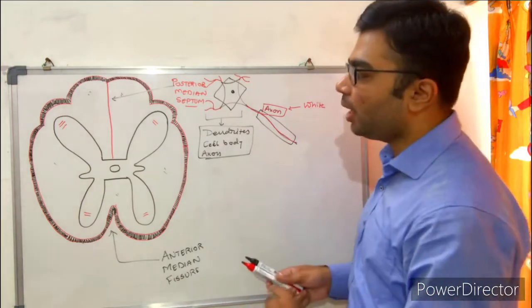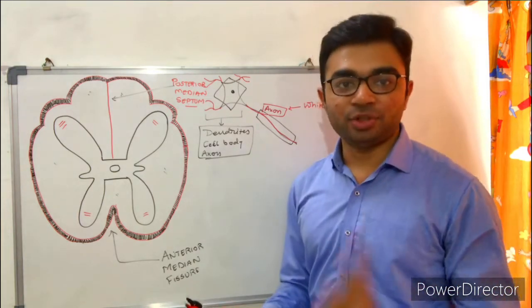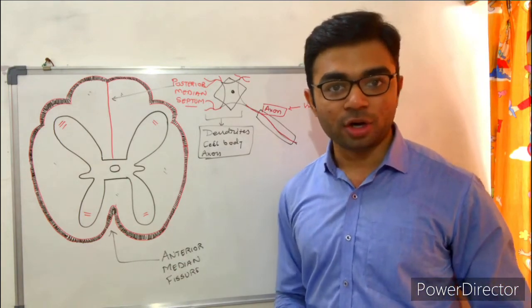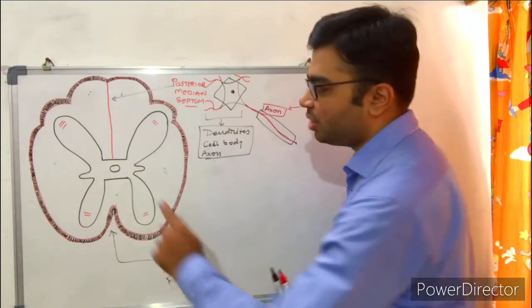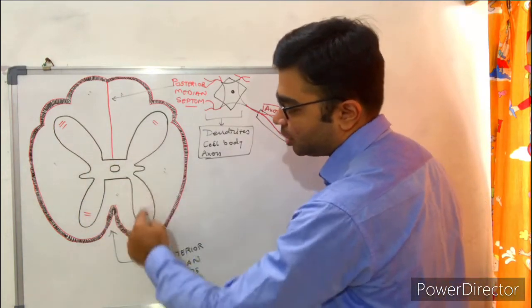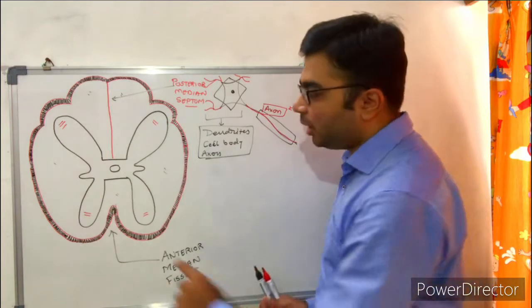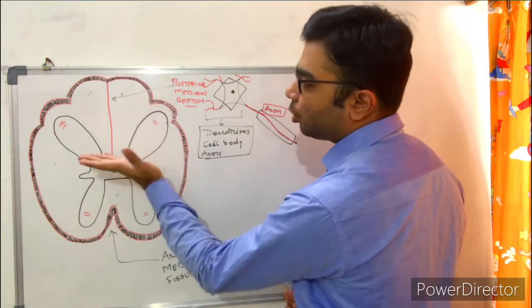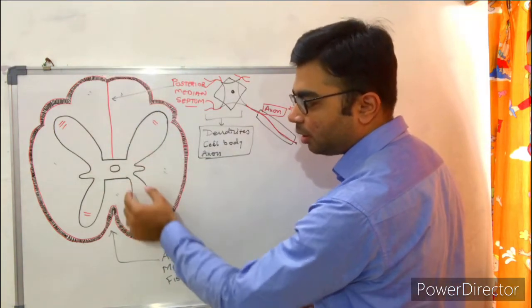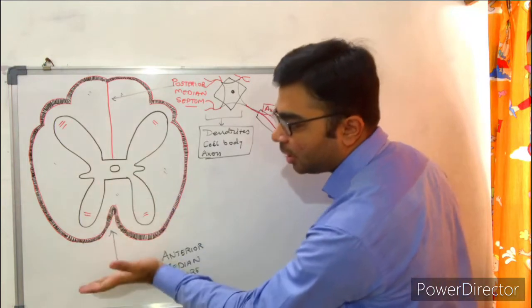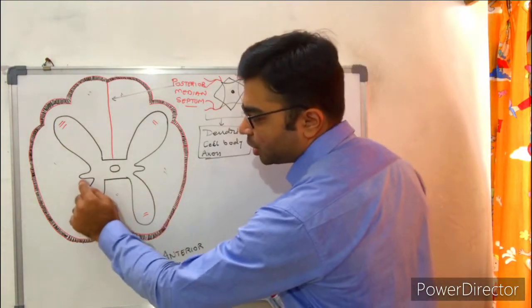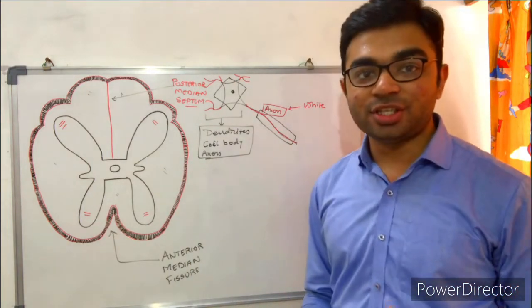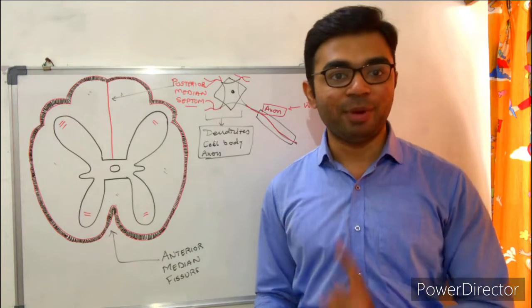Next thing is there are some projections. If I particularly focus on the gray matter of the spinal cord, this much area is the gray matter. In the gray matter you can see projections extending towards the posterior side, and similarly two projections extending to the anterior side, and small projections on the right as well as the left sides.